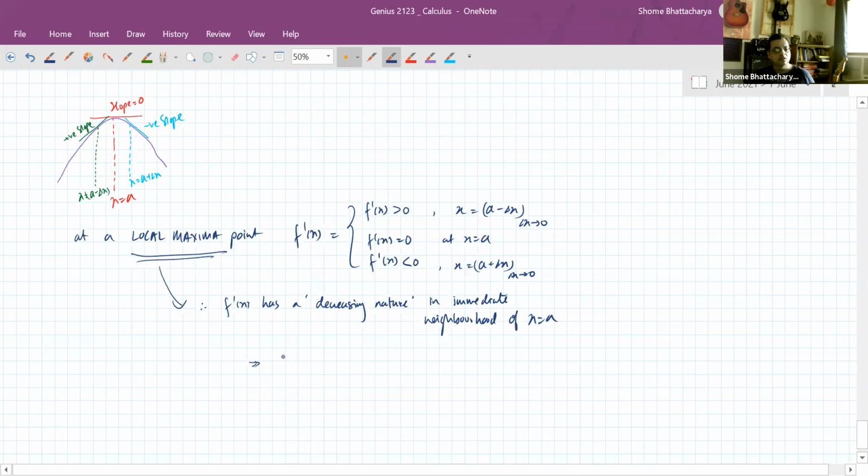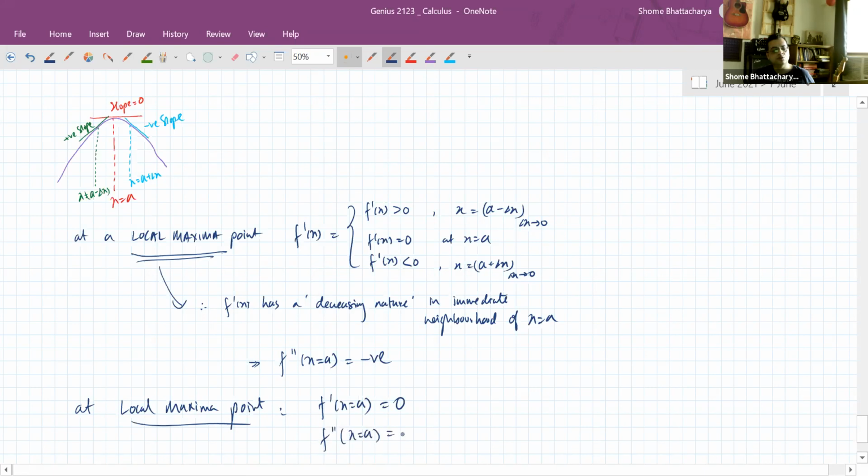So in other words, the second derivative at x equal to a should be how much? It should be negative. So at any local maxima point, two things are happening. The derivative of the function at that point is equal to 0. And the second derivative of the function at that point should be what type? It should be negative.